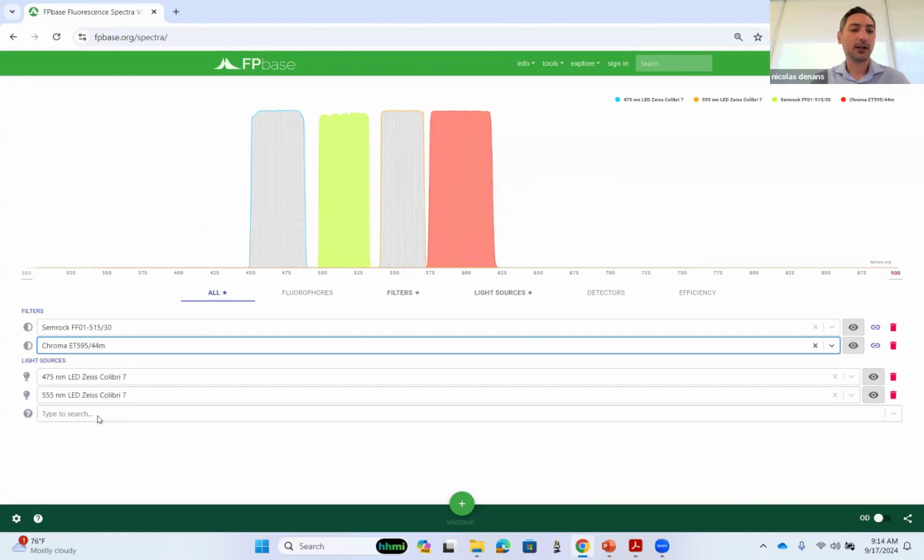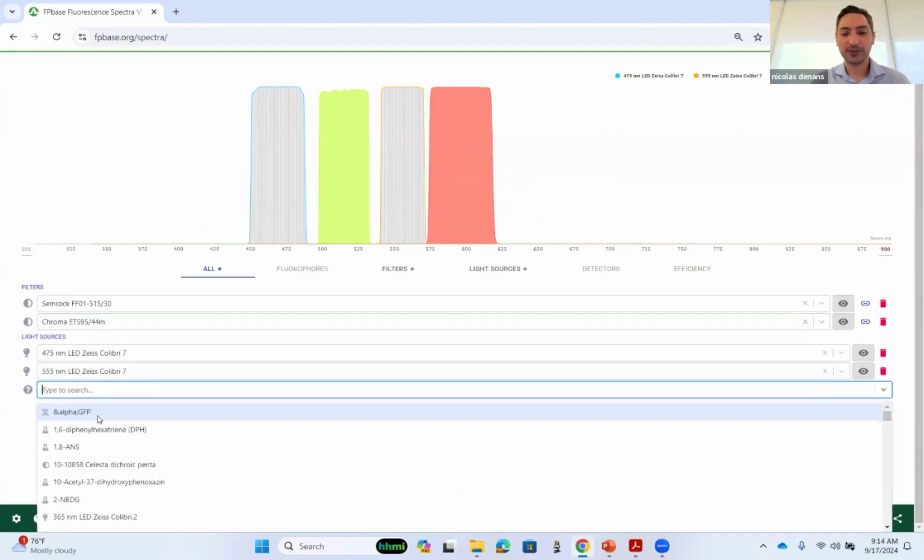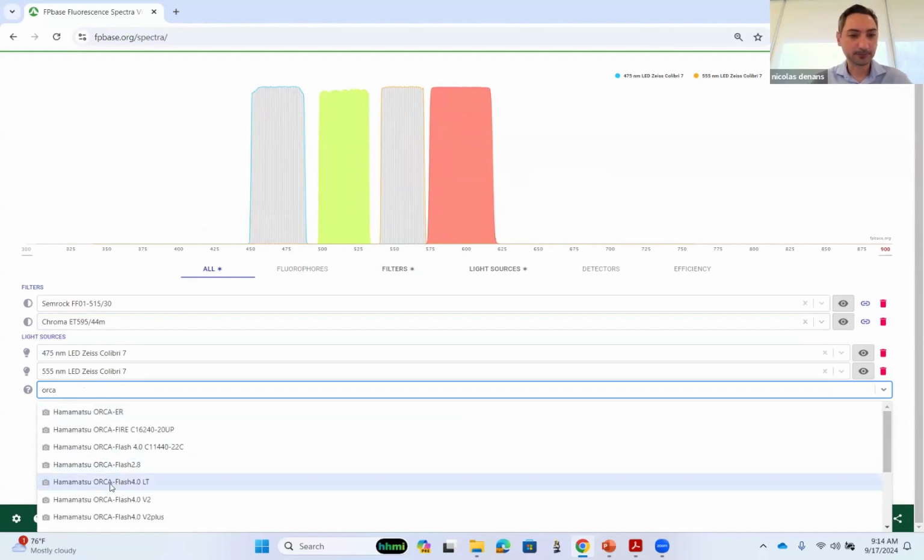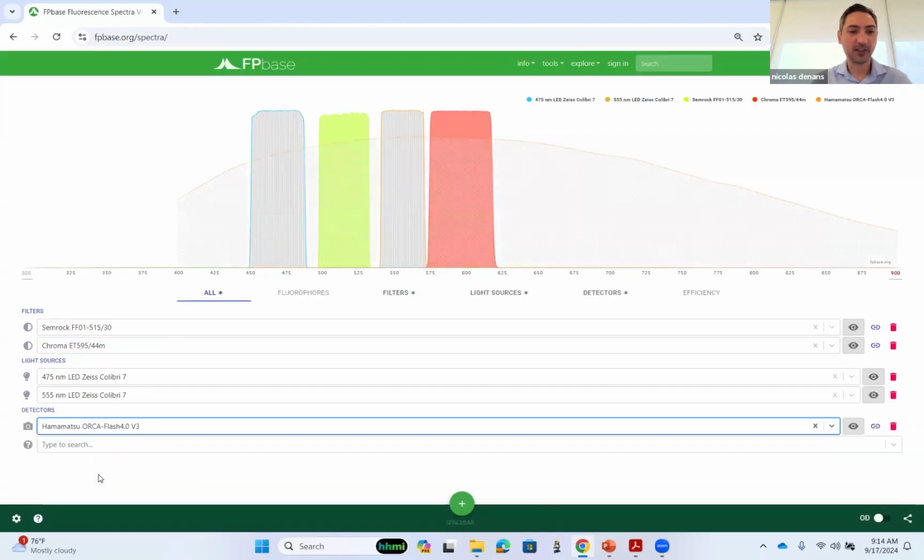Okay, and then let's say we have a camera, which is going to be, let's say, an Orca Flash, whatever. Very fancy camera. This shows you how sensitive a camera is depending on the wavelength. So you can see this camera is pretty good almost everywhere. So let's say we have a good camera. We are lucky.